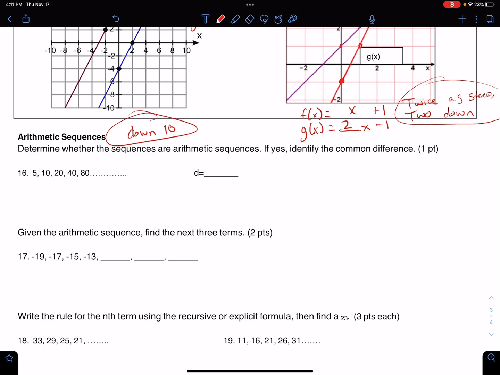So we'll look at number 16. Okay, the difference between 5 and 10 is 5. The difference between 10 and 20 is 10. Uh-oh. I can stop right there. That makes me sad because that's not an arithmetic sequence. So I am just going to write, nope, that's not an arithmetic sequence. Nope, definitely not. That makes me sad.